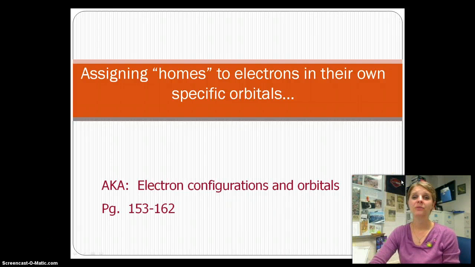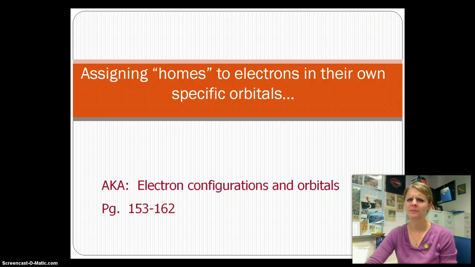All right, we now know what an atom sort of looks like, and now what we're going to be doing is finding homes for these electrons. We know the electrons live in orbitals, these different bubbles and different shapes of bubbles that we're going to soon talk about. But what we're going to do is assign homes for the electrons in the specific orbitals that they live in. And what this homes thing is called is electron configurations inside of the orbitals. It's covered in your textbook, page 153 to 162.